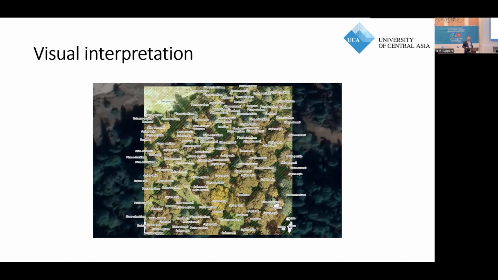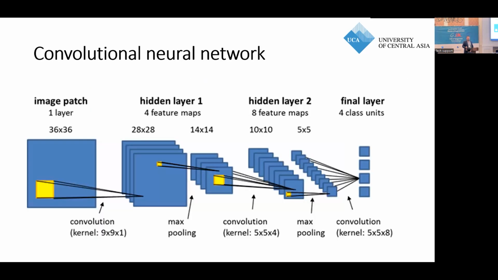And this is how the manual markup looks like. So we literally with a hand draw areas around each different class, each different tree, and tell the algorithm, this tree is this species, this tree is another species. And so just a few words about the convolutional neural networks.